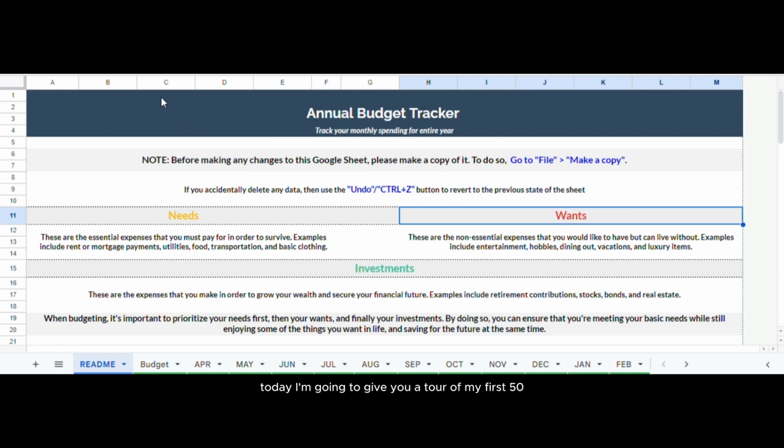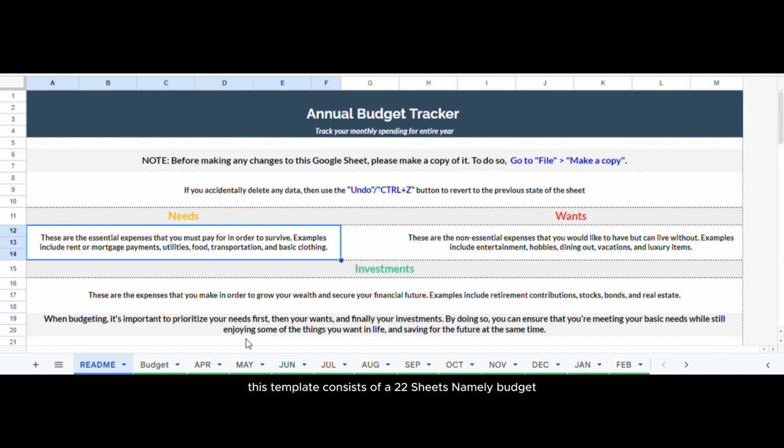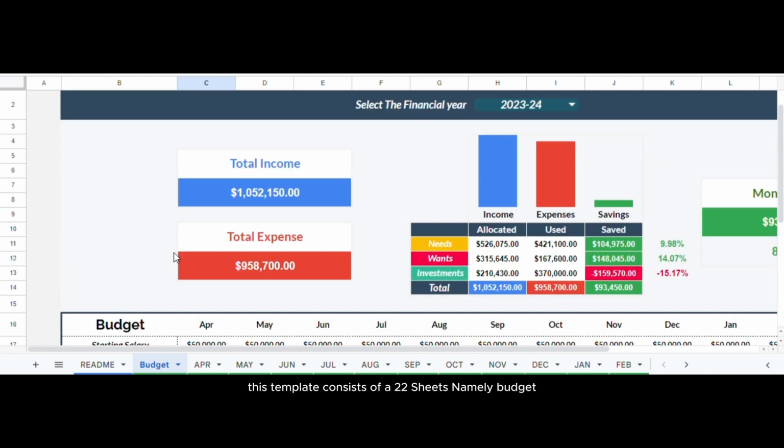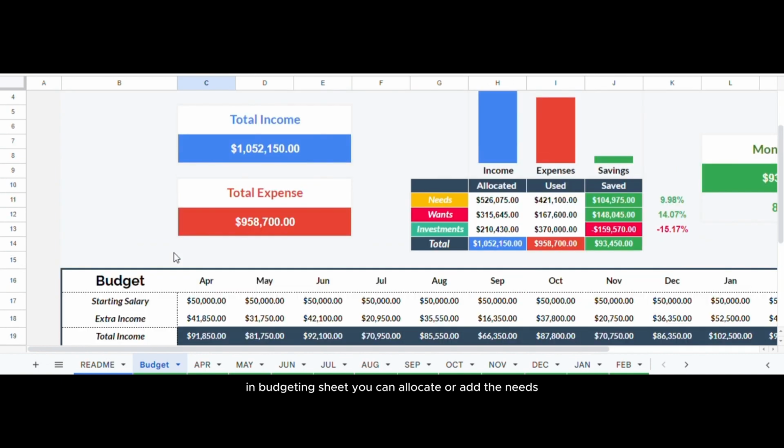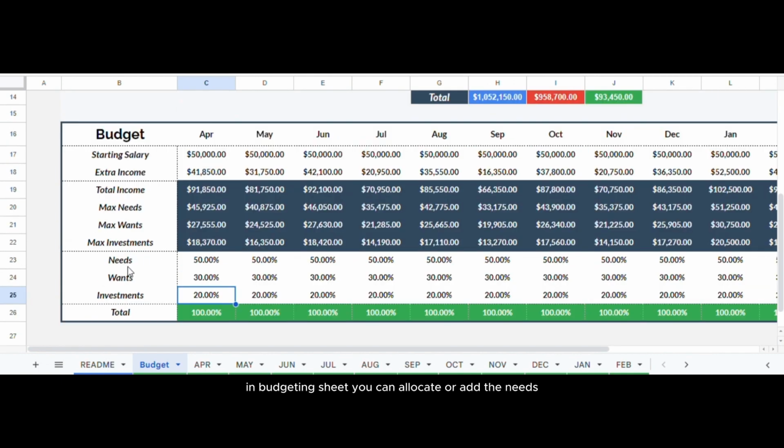Today I am going to give you a tour of my first 50, 30 and 20 budgeting planner template. This template consists of 22 sheets, namely budget. In the budget sheet, you can allocate or add the needs, wants and investment categories as 50%, 30% or 20%.